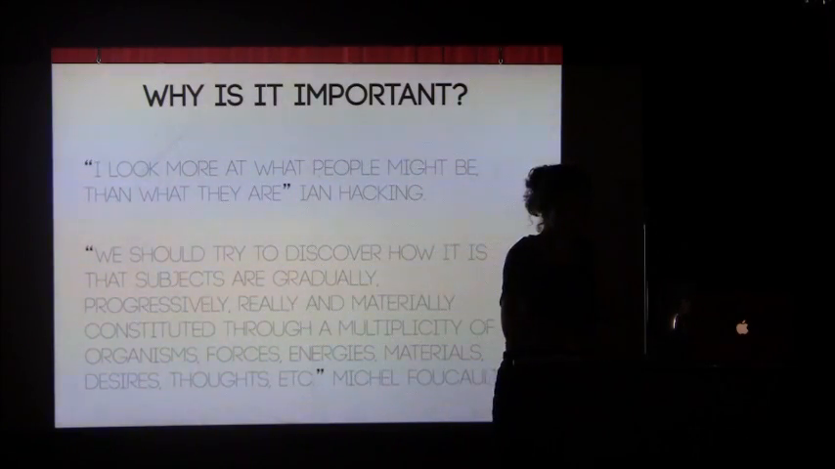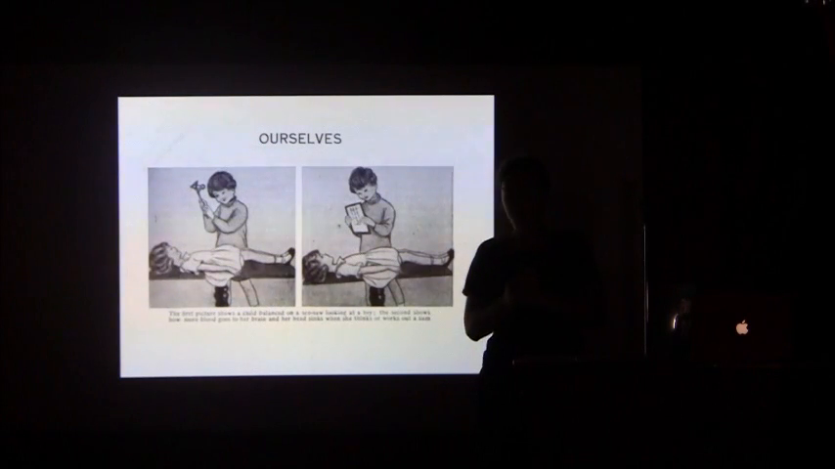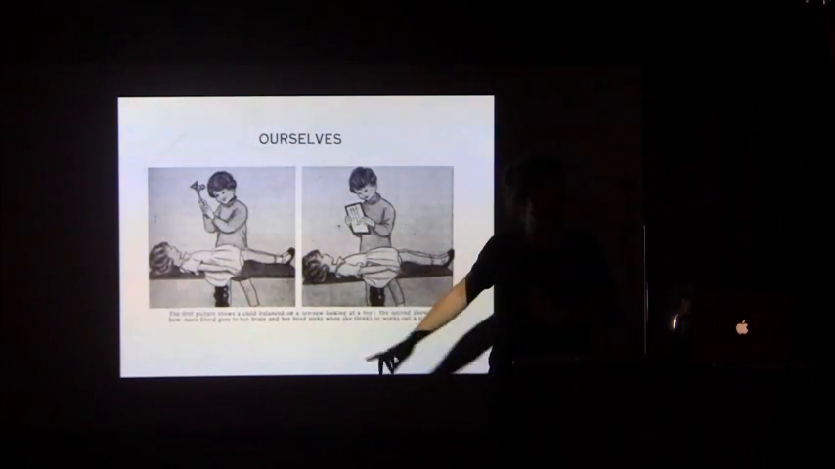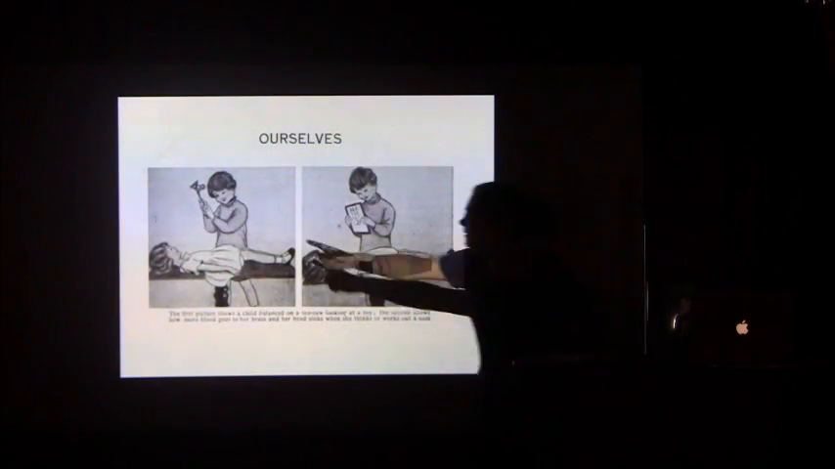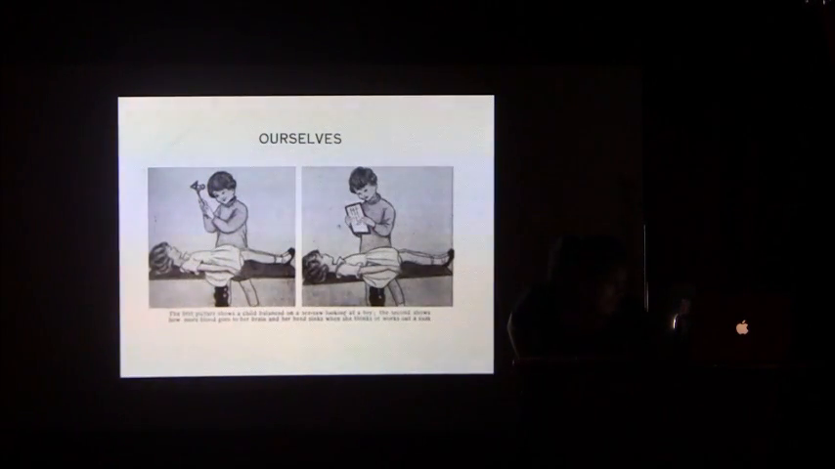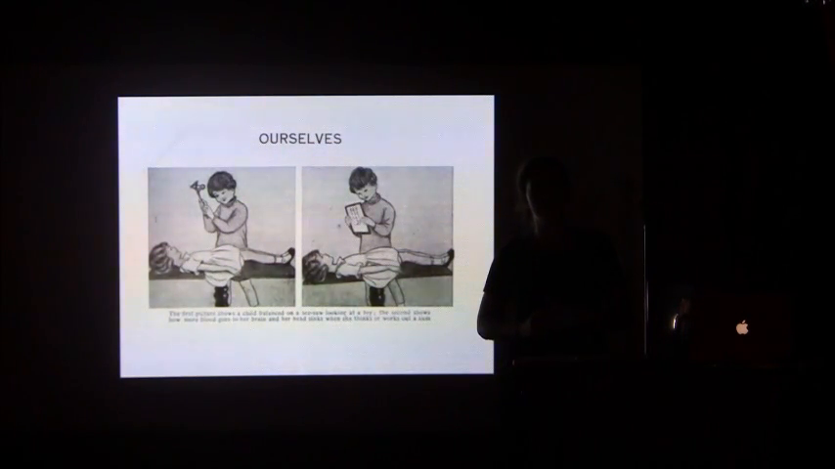So, I wish you could read the text here, but I will tell you what it says. This is from a children's book, and it shows an example of an experiment. It says, the first picture shows a child balanced on a seesaw looking at a toy. The second shows how more blood goes to her brain and her head sinks when she thinks or works out a sum.